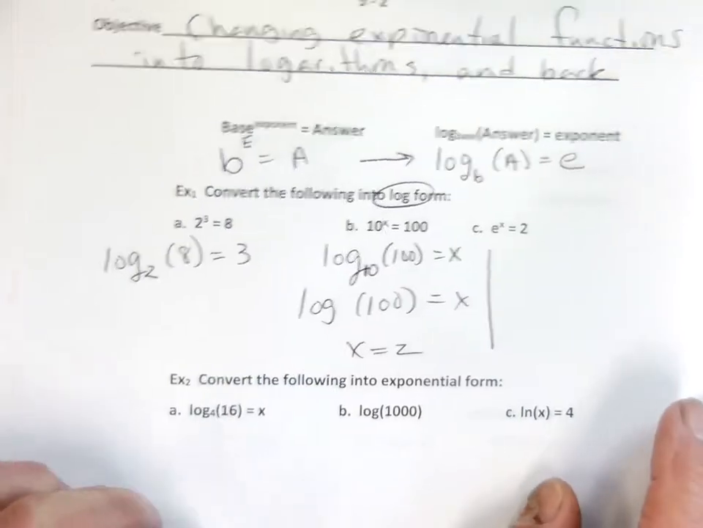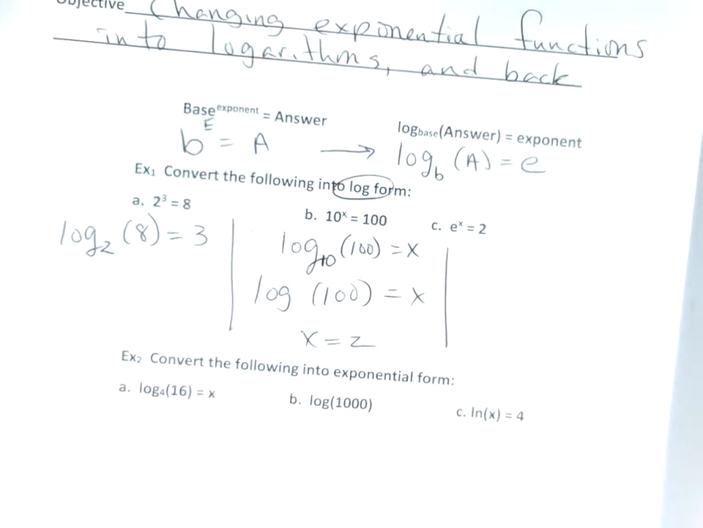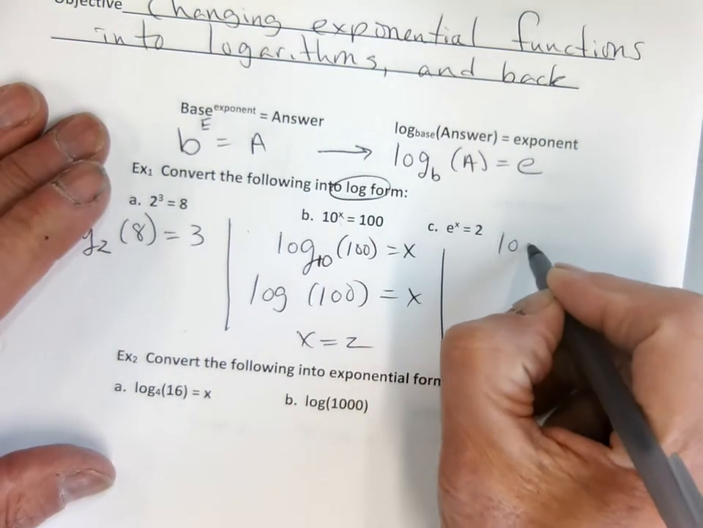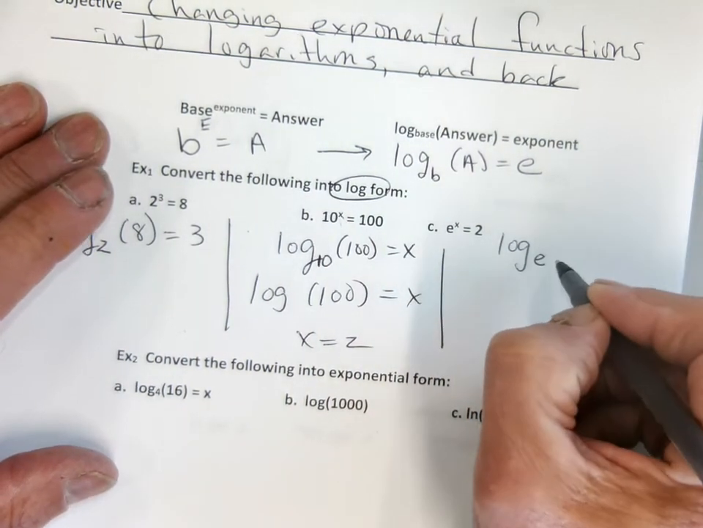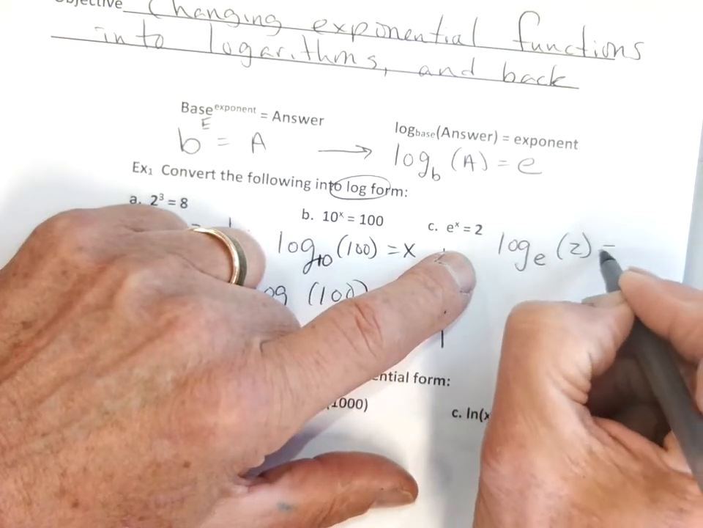Okay, now, how about C? Let's rewrite C. Can you rewrite C? Write C as a log. Okay, write it first. Okay, I heard it. Log base e of 2 equals x. Perfect, write it down. So I heard Alonzo say log base e of 2 equals x.